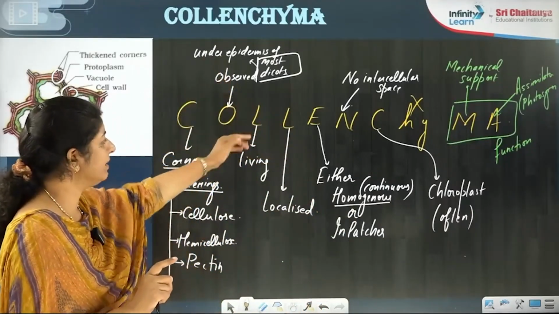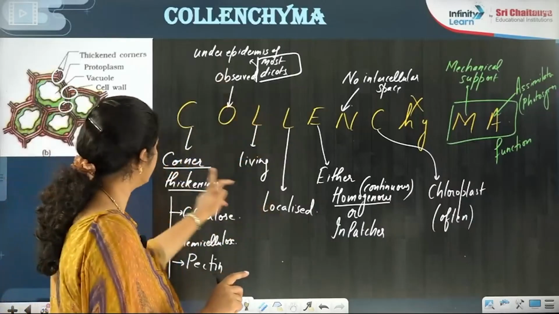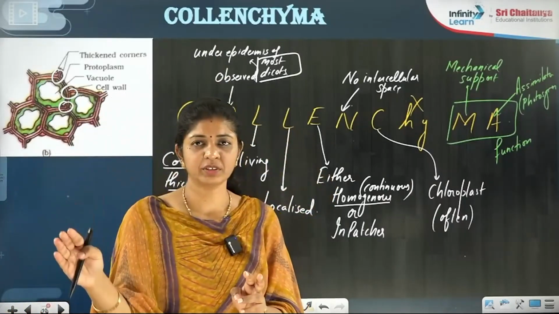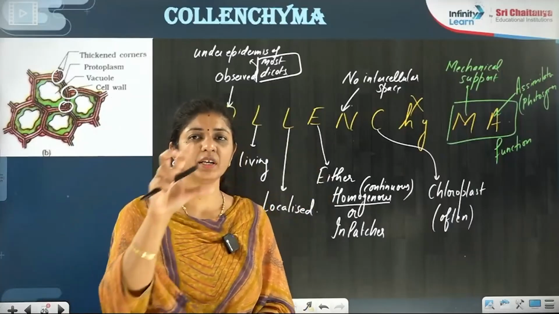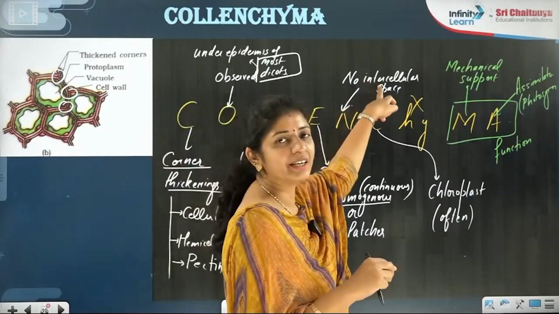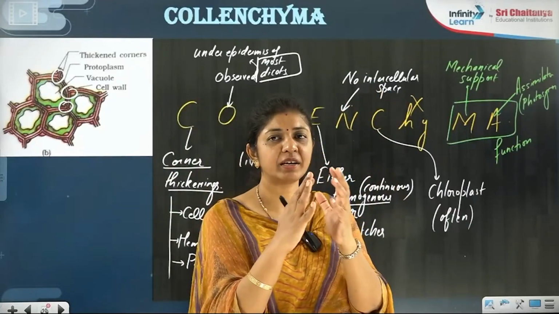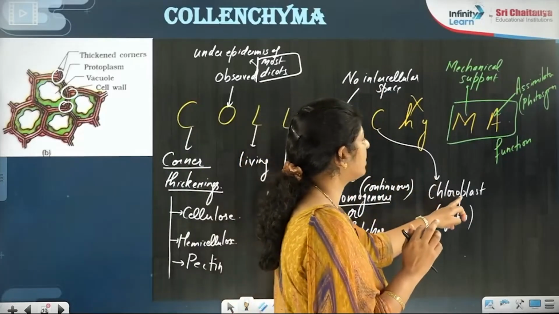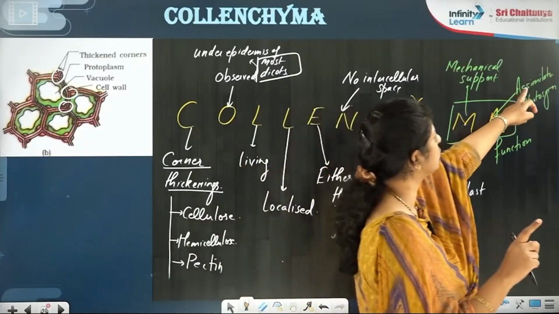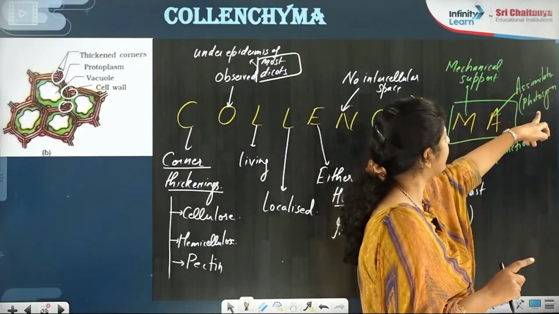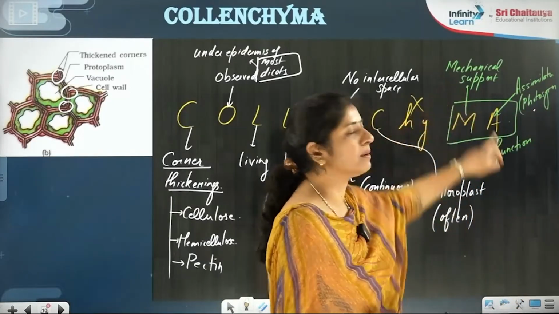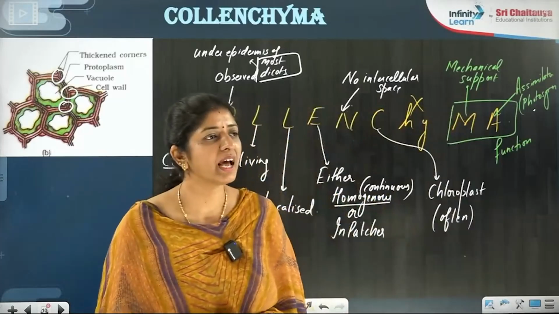Most of that. L, they are also living. They have corner thickening, which is localized. But it can be continuous in some cases, or somewhere it is in patches, discontinuous. Then there are no intercellular spaces, meaning they are compactly packed. And C stands for chloroplast: in most cases they have chloroplasts, due to which they can show assimilation, meaning they help in photosynthesis. The other function for this is mechanical support. What is mechanical support?